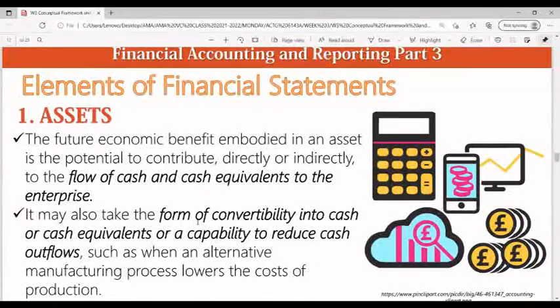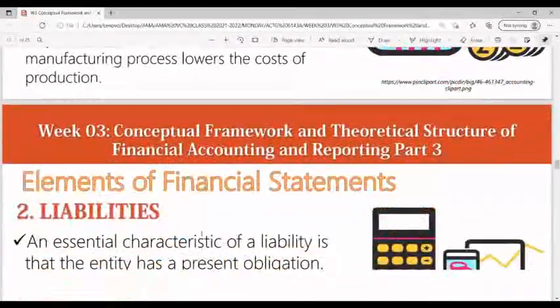For the elements under the balance sheet or financial position, first are the assets. The future economic benefit embodied in an asset is the potential to contribute directly or indirectly to the flow of cash and cash equivalents to the enterprise. It may also take the form of convertibility into cash or cash equivalents or a capability to reduce cash outflow, such as when an alternative manufacturing process lowers the cost of production.